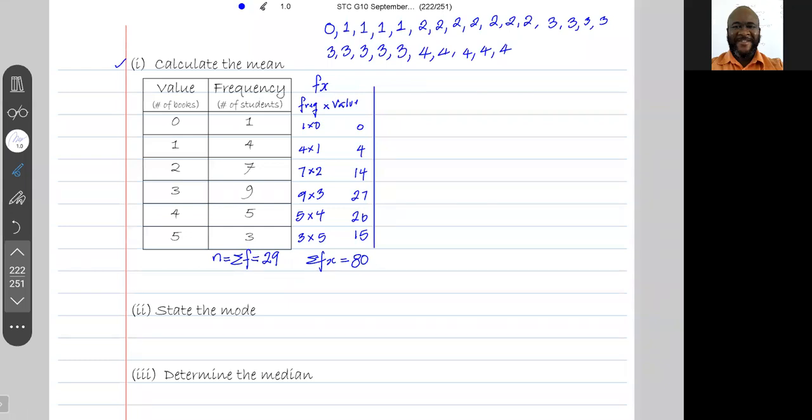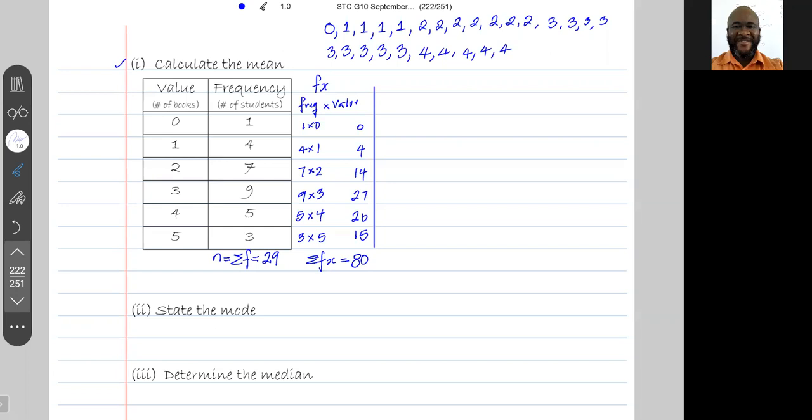So, for example, if 7 persons each read 2 books, that is a total of 14 books. If 9 persons each read 3 books, that is a total of 27 books. If 5 persons each read 4 books, that is a total of 20 books. So the sum of fx would be the sum of all the books read by members of the youth club.